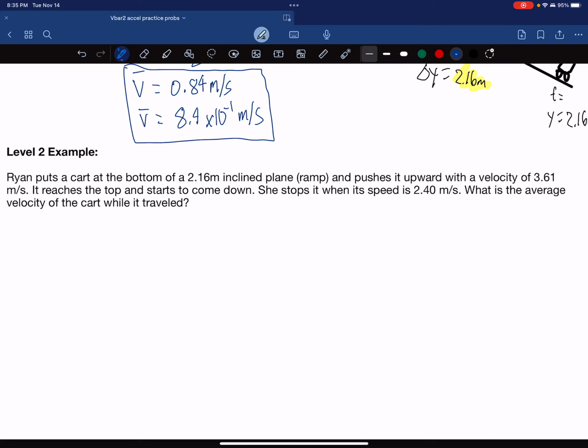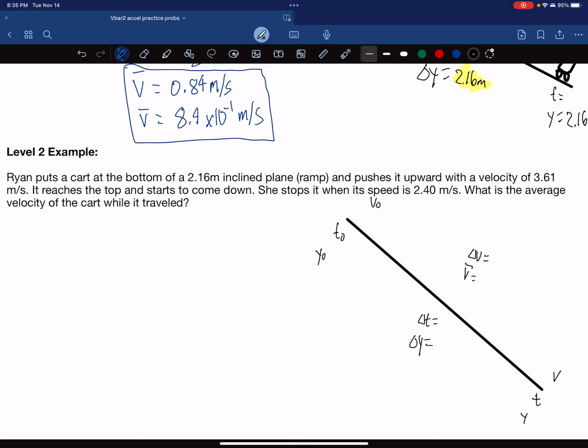This next scenario, we have Ryan, who takes a cart and puts it on an incline. And the information that we could have for this is our initial time and our final time and our time interval, delta t. We could have our initial position, our final position, and our change in position. And we can have our initial velocity, our final velocity, and our average velocity, or our change in velocity.